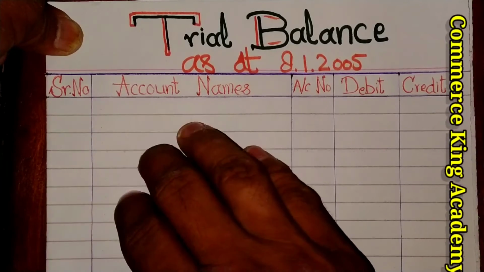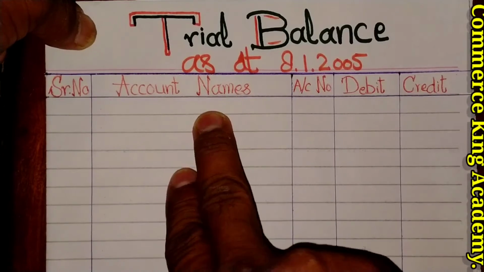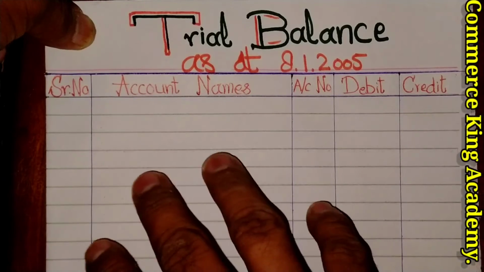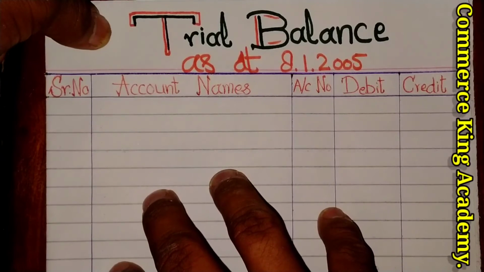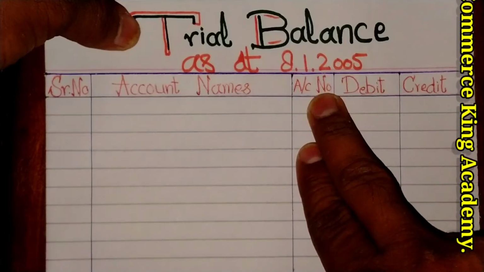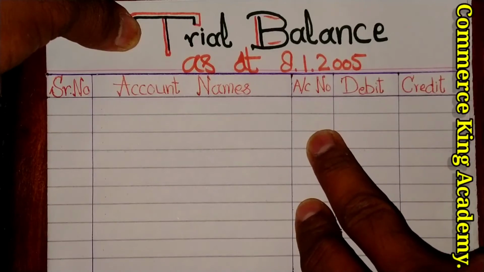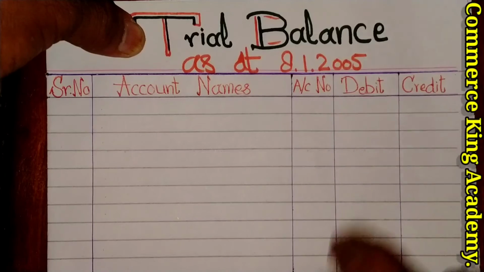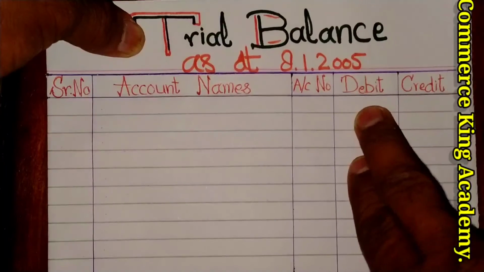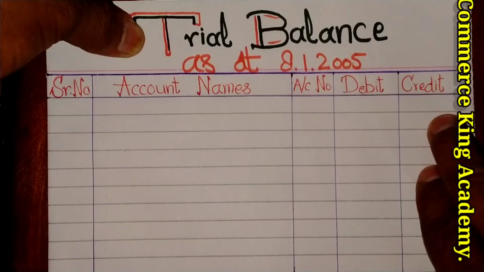This column is the second column of the trial balance, with the name account names. As shown by the name, it has the account names of the ledger accounts. The third column is related to account number, which has the ledger folio numbers of the ledger accounts. Going forward, this column has debit balances or debit amounts, and this column will have credit balances or amounts of the ledger accounts.